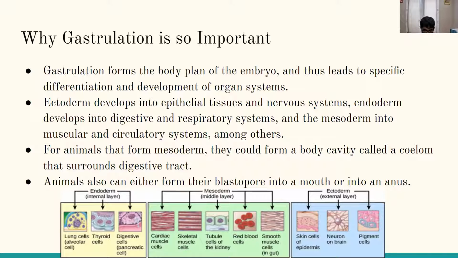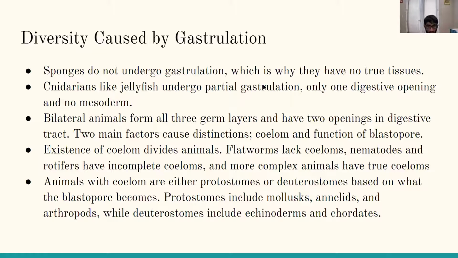And this is also where a difference in the earlier cleavage can lead to the blastopore forming either the mouth or the anus. Now I'm going to talk about the differences caused by gastrulation. First of all, sponges in the phylum Porifera, as I said before, don't undergo gastrulation. They stay as a blastula.